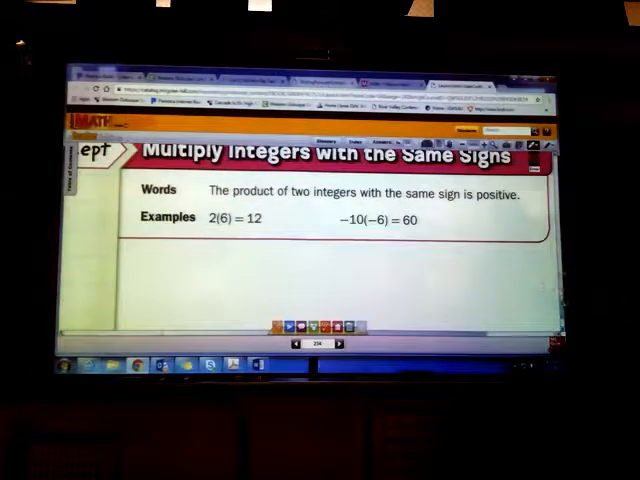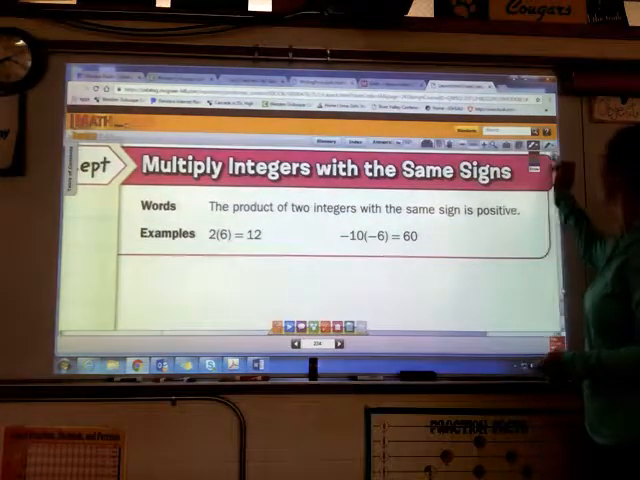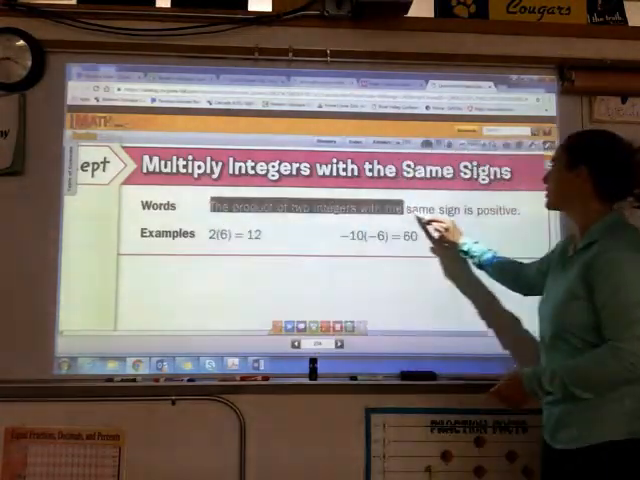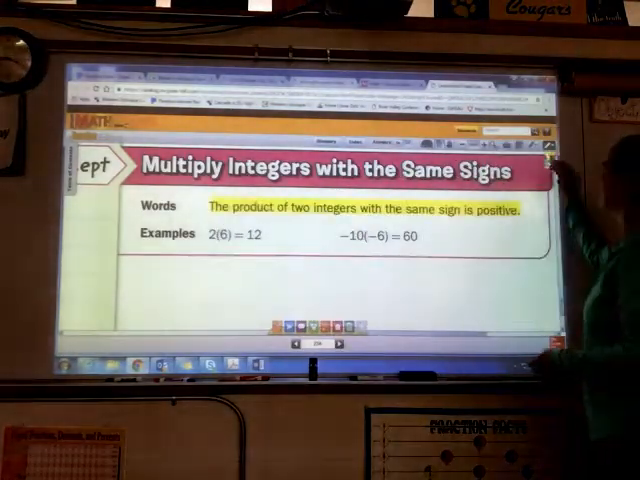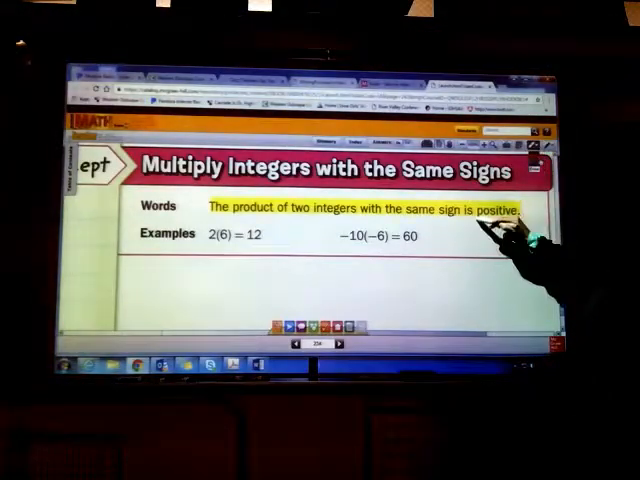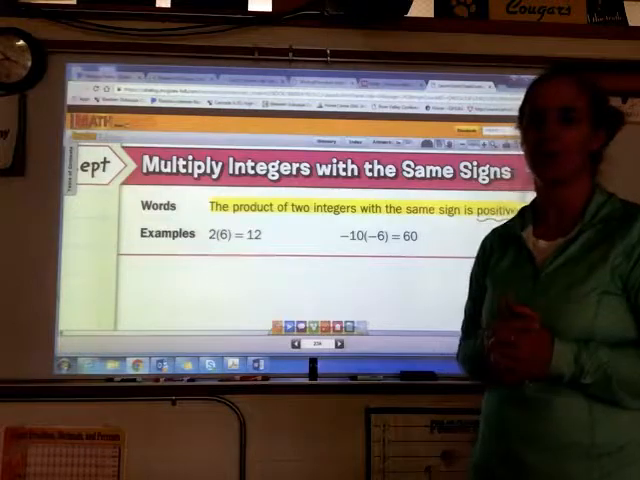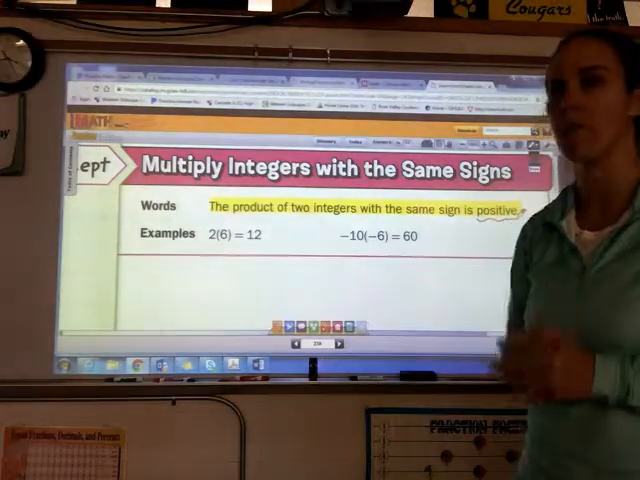When we're looking at multiplying integers with the same signs, this becomes a lot easier. The product of two integers with the same sign is going to be a positive. It doesn't matter if they're both negative or both positive. Anytime you have two numbers with the same sign, your answer is always going to be positive.